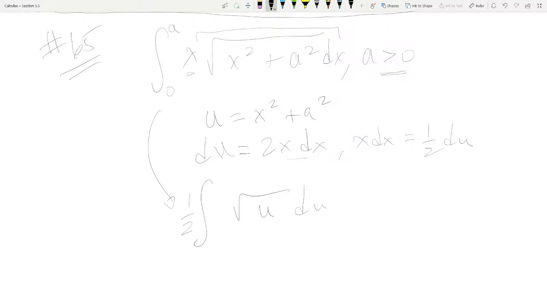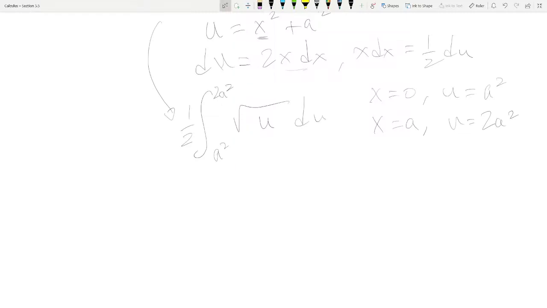Let's account for the bounds of the integral. When x is going from 0 to a, so when x equals 0, I'm plugging in x equals 0, so I get u equals a squared. When x equals a, I get u equals 2a squared, because I put in a in here. I have a squared plus a squared is 2a squared. So these are the bounds for my new integral, a squared to 2a squared.